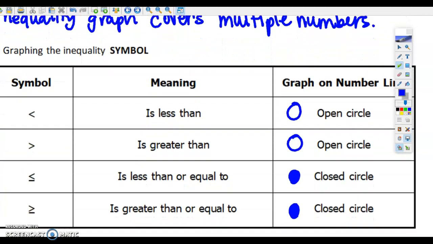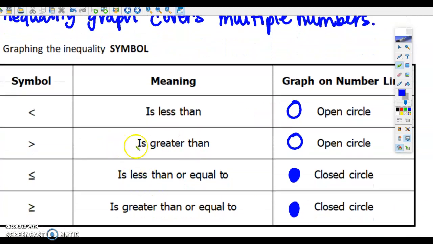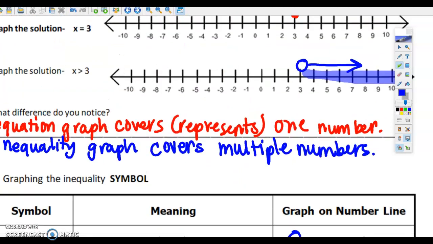Okay, you might remember this from last year. Is less than and is greater than doesn't want to include that number, so you leave it as an open circle. And when there's an is equal to line at the bottom of your inequality symbol, it's a closed circle because you want to include that number as part of your graph. See, this one had no line, so it's not filled in because I don't want to have 3 as part of my solution.